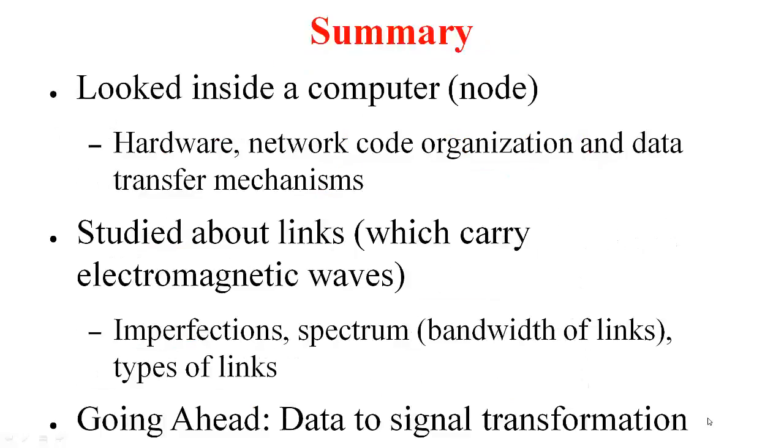So a quick summary of what we have seen in this video. There are two components at the physical layer: one is node, another is link. Within a node, we looked at the hardware, how the software is organized, and how we move data from the memory to the adapter. We also studied links, which basically carry electromagnetic waves. We saw how links can be imperfect: they can attenuate, they can cause delay distortion, and they introduce noise. And we also looked at spectrum, that is the bandwidth of these links, and also studied different types of links: twisted pair, coaxial cable, full duplex, half duplex, and so on and so forth.